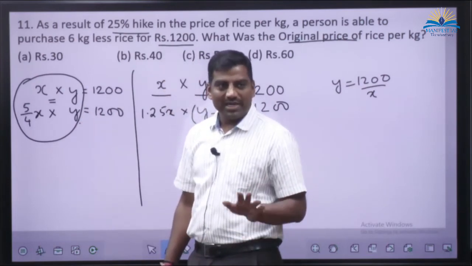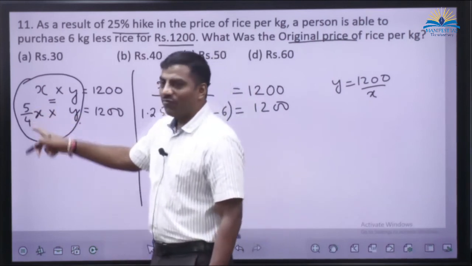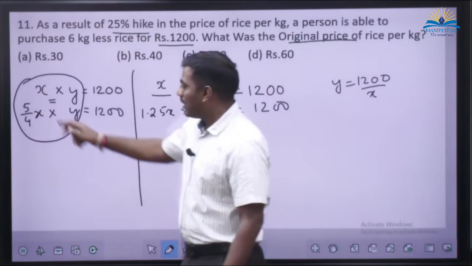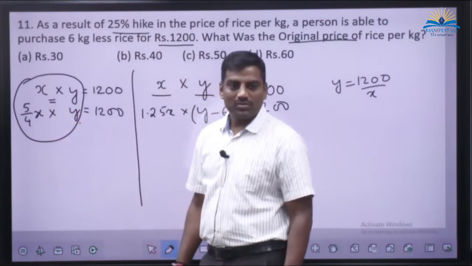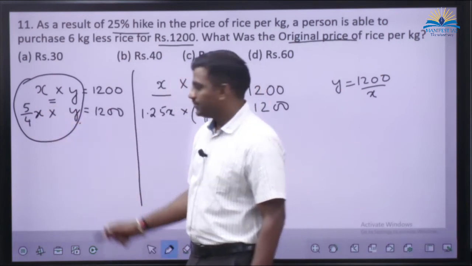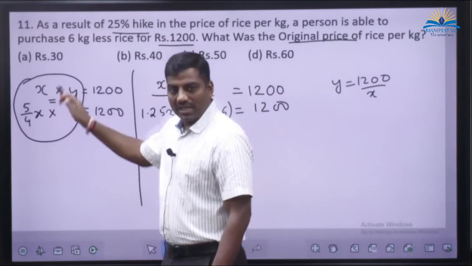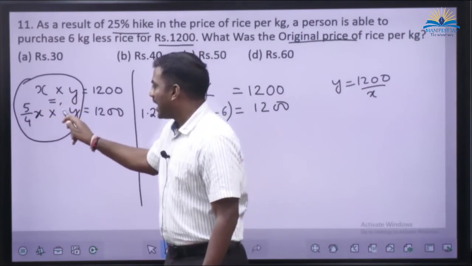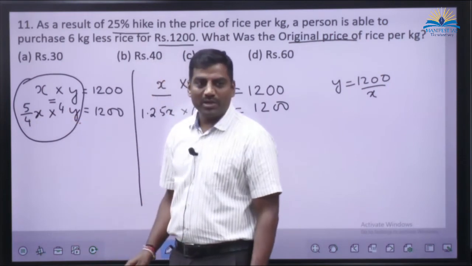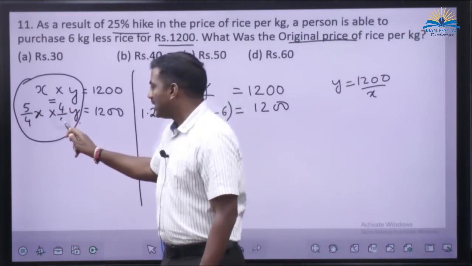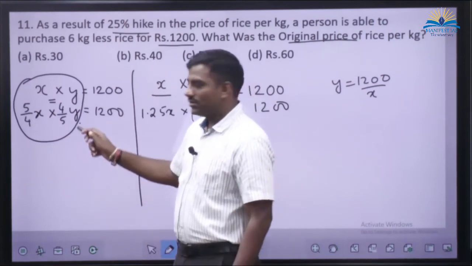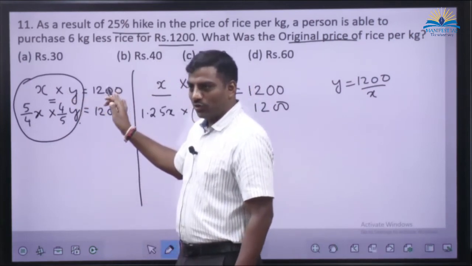Anyways, we have to write y. But the effect of 5 by 4 has to be cancelled, yes or no? You have to cancel 5 by 4. So how can it be cancelled? If I write it in the numerator, 5 is cancelled. Makes sense? x into y is equal to 1200.